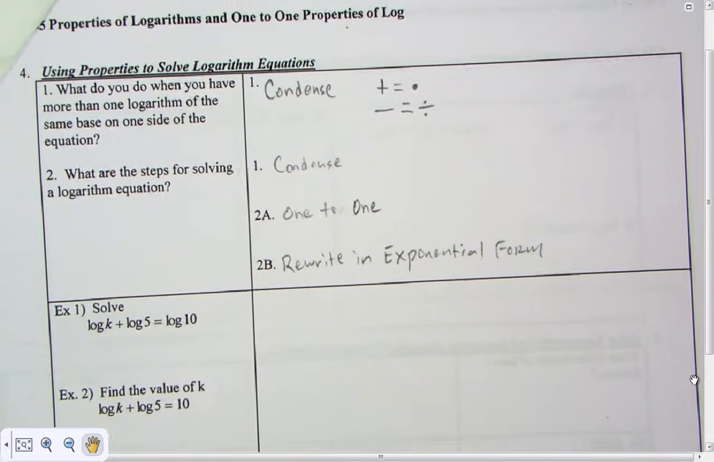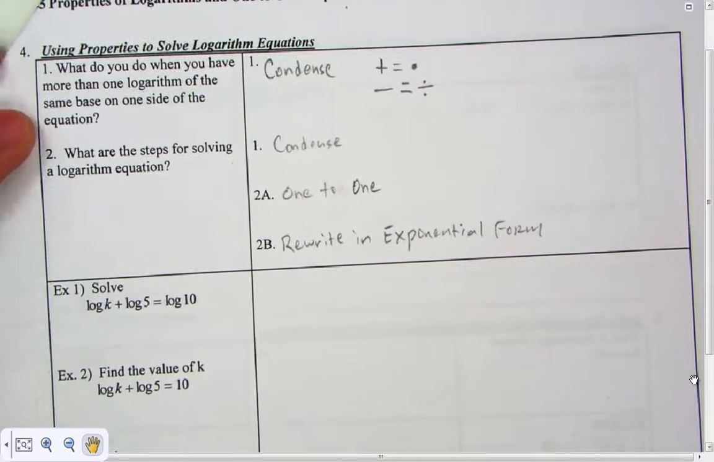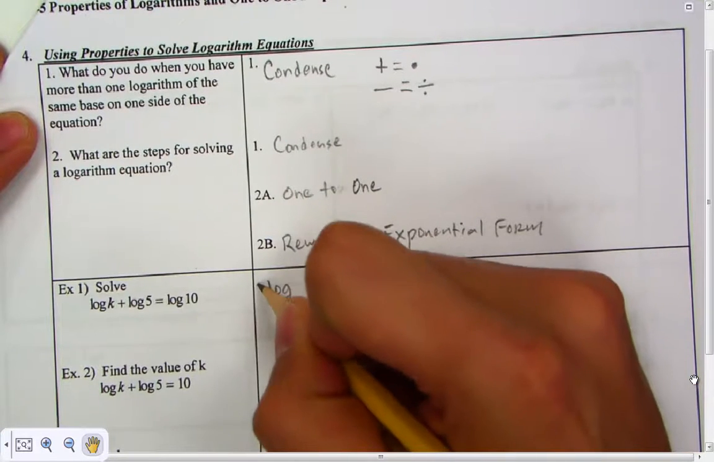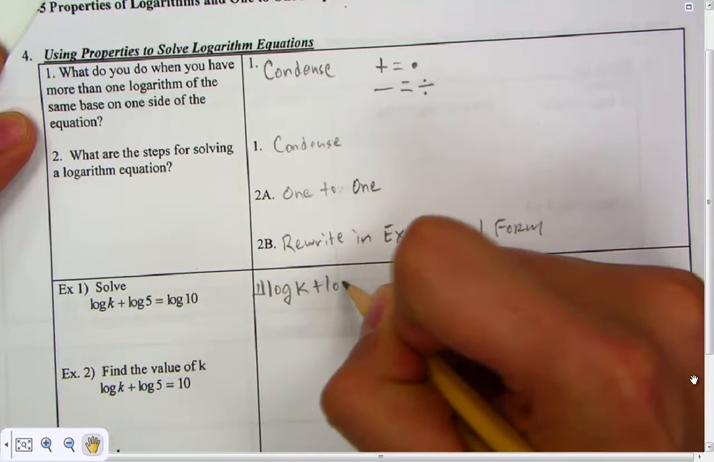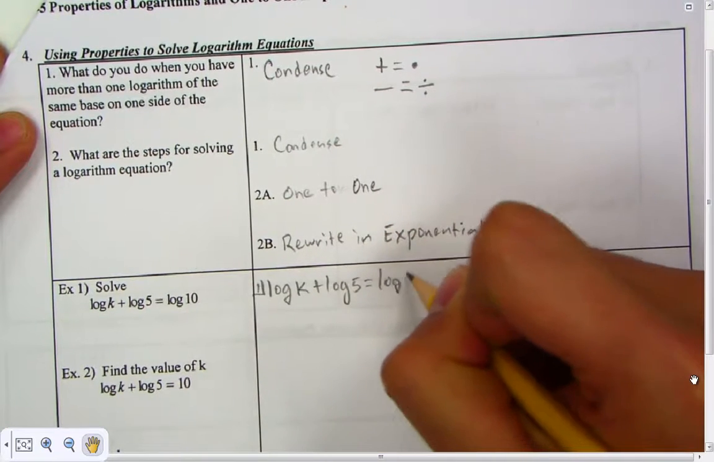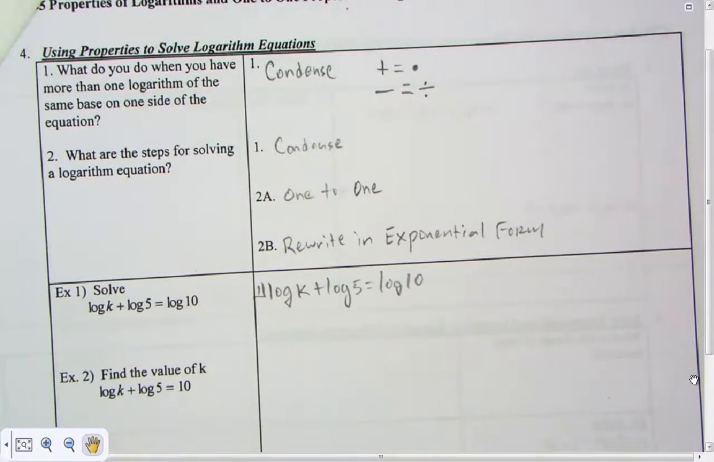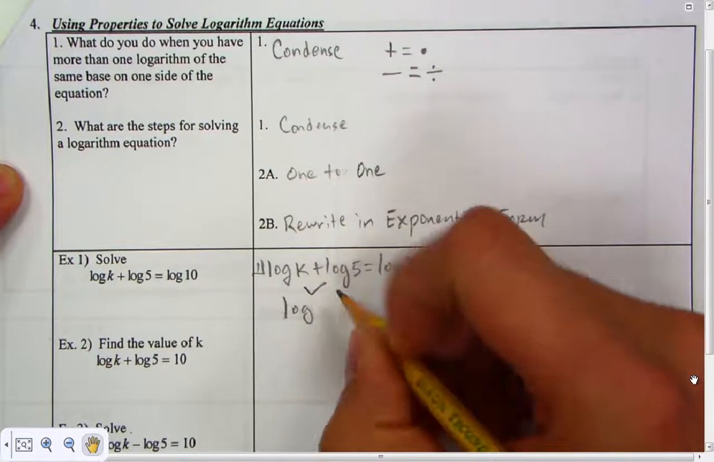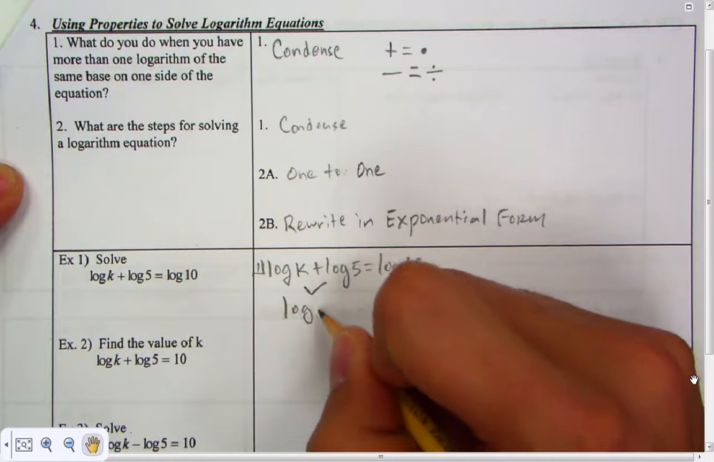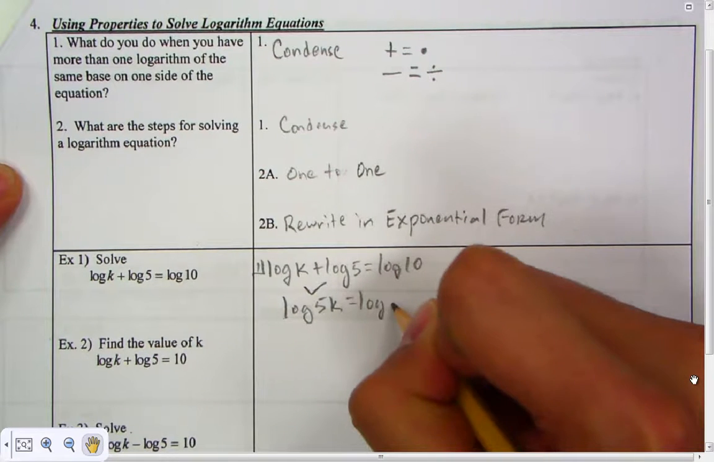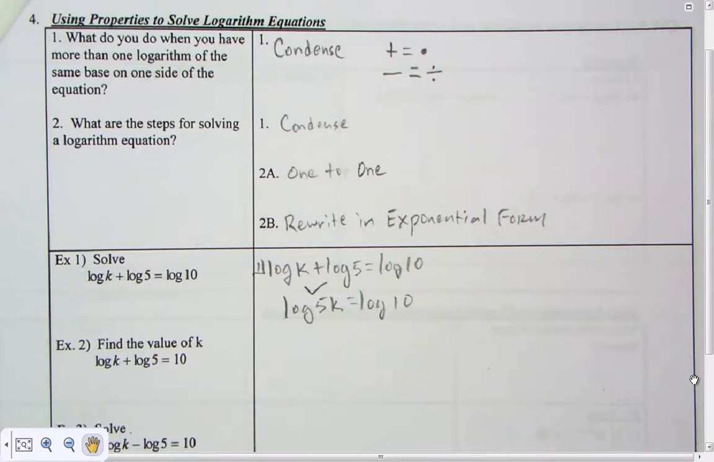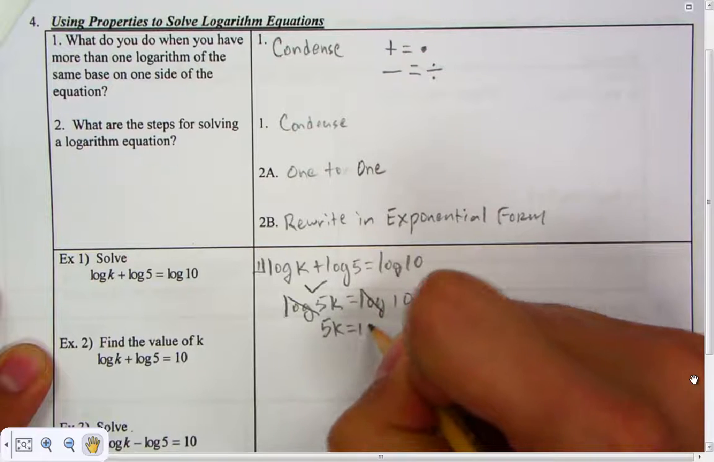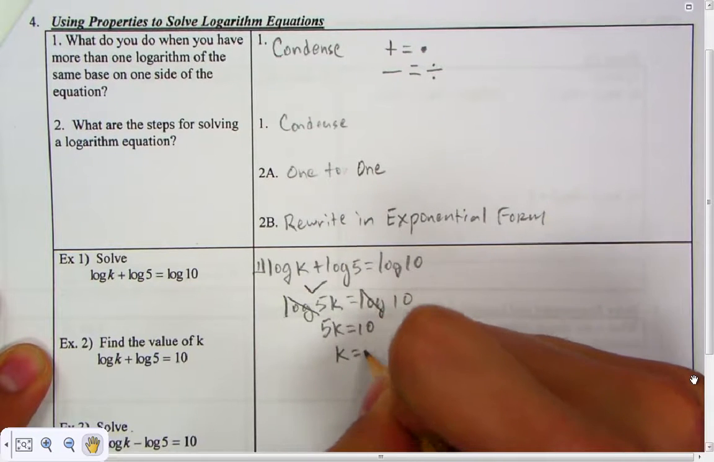Example 1. Solve log k plus log 5 equals log 10. So we're going to copy the example. Log k plus log 5 equals log 10. The first step in solving log equations is to condense. So I'm going to condense these two. This is going to be log. Plus means multiply. K times 5 is 5k. So it's log 10. It's a 1 to 1, so these logs cross out. 5k equals 10. Divide by 5 on both sides. K equals 2.